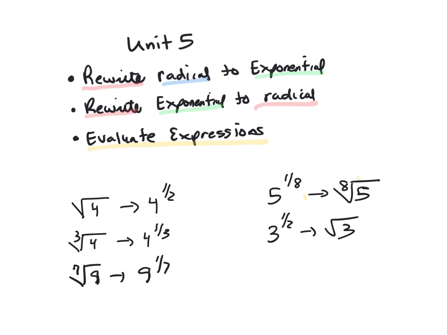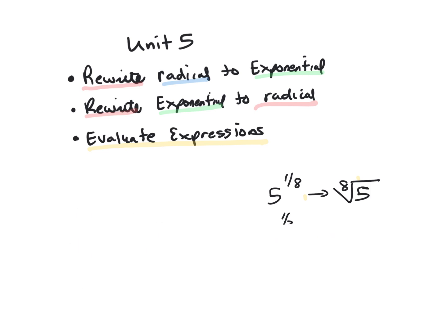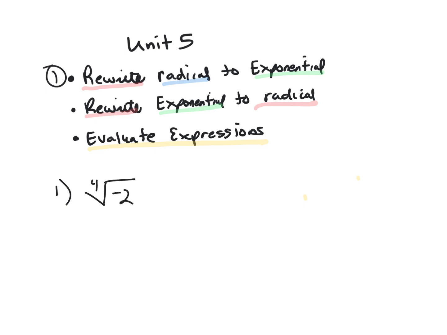So let's look at rewriting. Let's start and go from radical to exponential. So if you had the 4th root of -2, we could rewrite that as -2 to the 1/4 power. However, the radicand, which is underneath the radical, is -2. So since the radicand is -2, you must have a parentheses around that base.